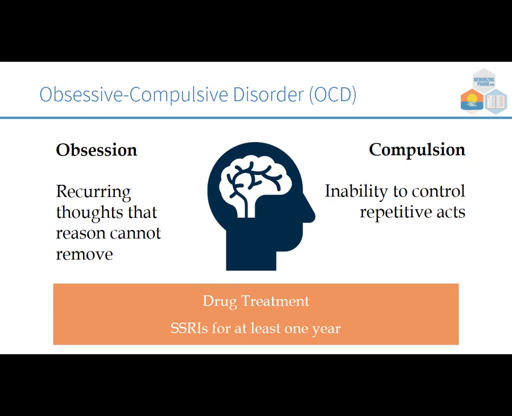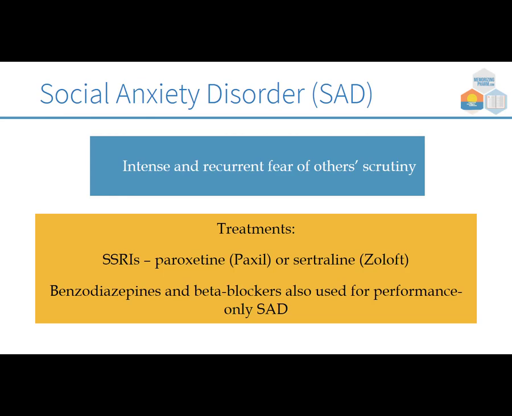least a year. Social anxiety disorder, this is an intense and recurrent fear of others' scrutiny, and there are a couple of treatments we can use. If it's something chronic, we could certainly use the SSRIs, paroxetine or sertraline. But if it's something for performance, like I'm going to get up on stage in front of someone to speak, a benzodiazepine, which might start working after an hour or two, or a beta blocker, which can reduce the heart rate, can be used for performance only. Social anxiety disorder.